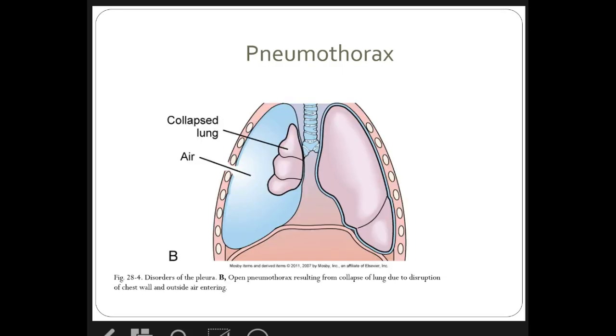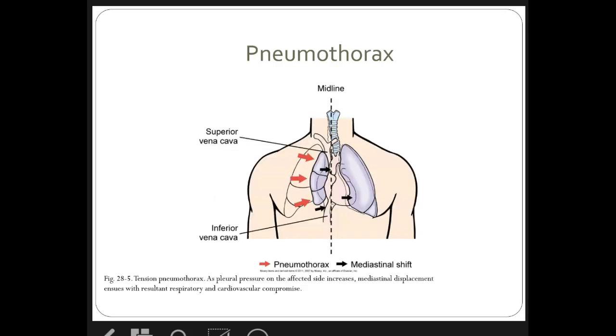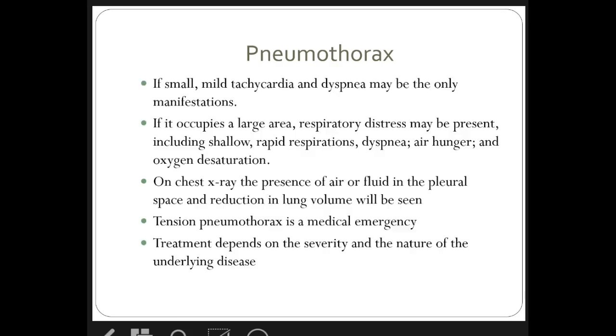In this picture, you can see where the lung has collapsed and you see the air around it in the pleural space. This also demonstrates a pneumothorax, but also shows you a tension pneumothorax because you see the mediastinal shift that has occurred, causing compression on the heart and the lung on the other side.